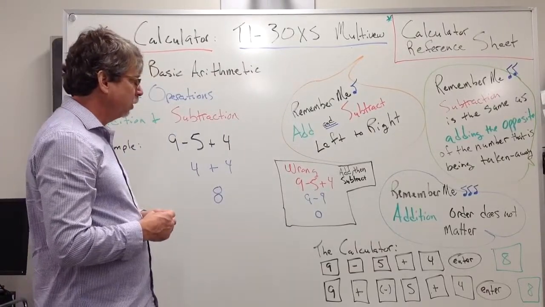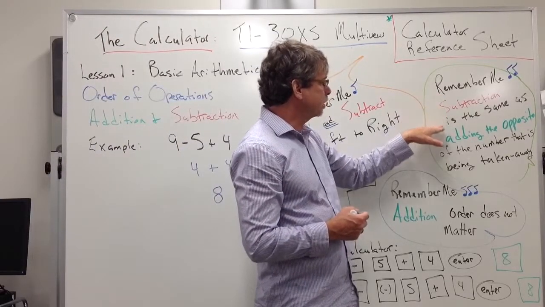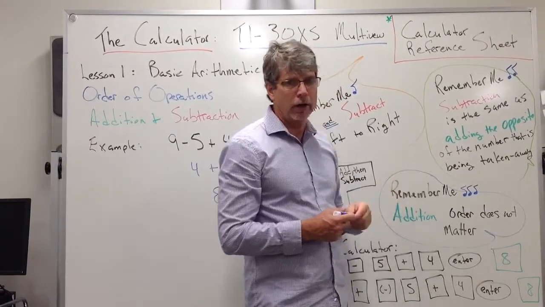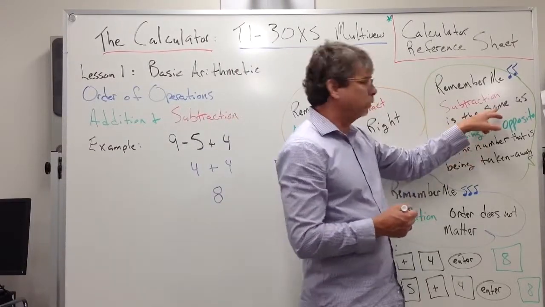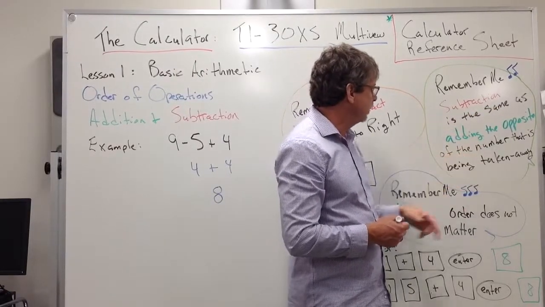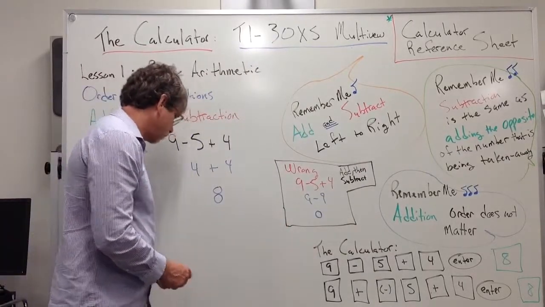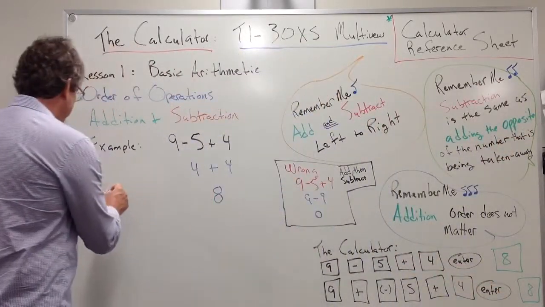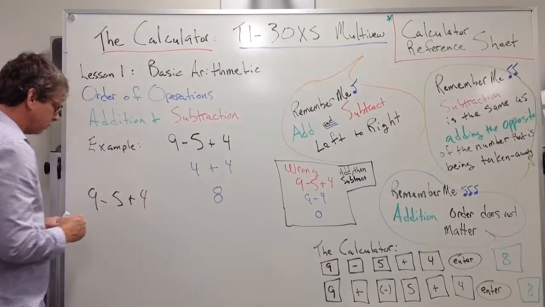Now, something else we can bring to our attention here is, remember, subtraction is also the same as adding the opposite of the number that is being taken away. So, subtraction is the same as, a lot of times we use the word equivalent, as adding the opposite of the number that is being taken away. So in our example, let me write it over again. We have 9 minus 5 plus 4.